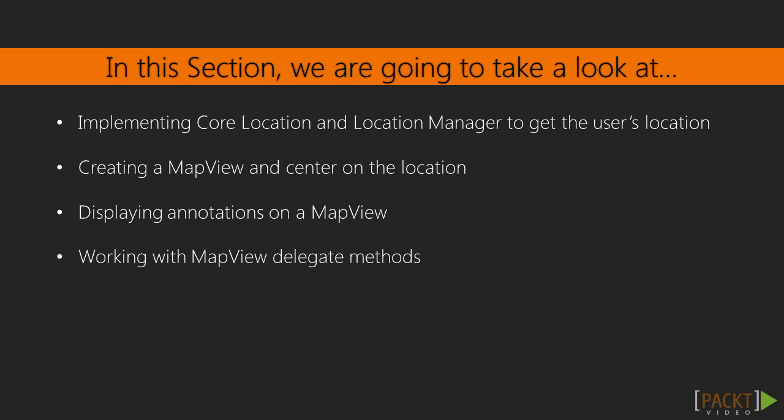Firstly, we're going to look at how we can set up Core Location and work with Location Manager to get the user's location. Then, we're going to create a map view and center on the location. After that, we'll look at how we can work with annotations to display our data on the map view. And finally, we're going to work with the MapViewDelegate methods to allow selection of our annotations.